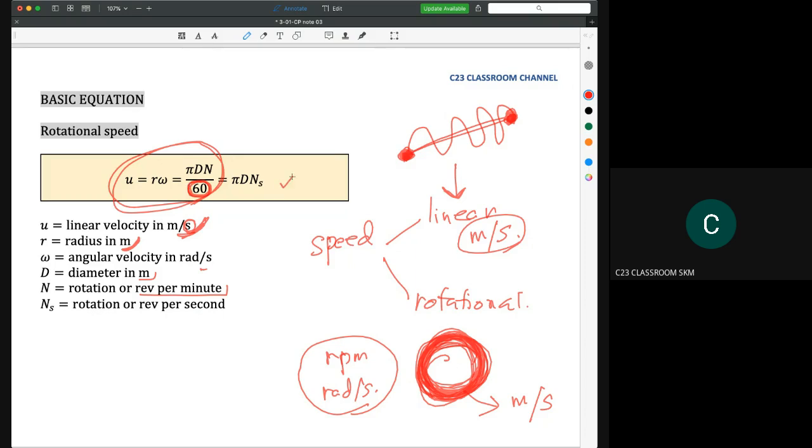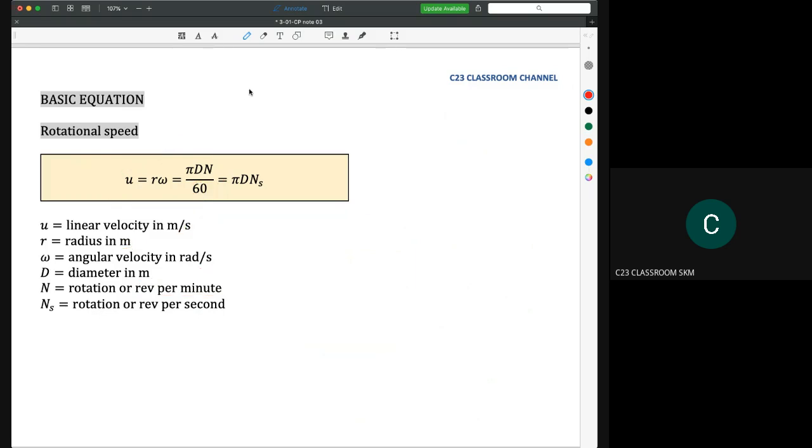Okay, I hope you remember the equation and, at the same time, you know how to use it. You really understand the unit for each parameter, so this is very important. Okay, the first equation is U is equal to R omega is equal to pi D N over 60. Normally the value of N here is given as RPM, rotation per minute or revolution per minute. So this is the first basic equation that you need to understand.